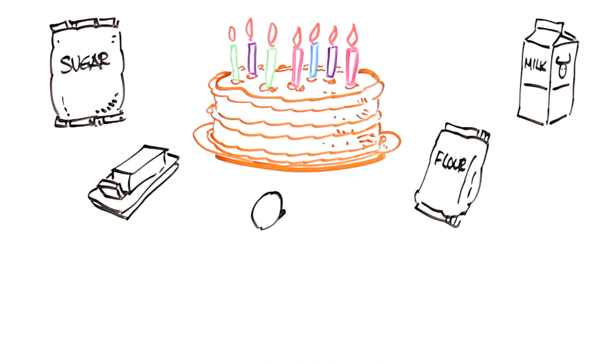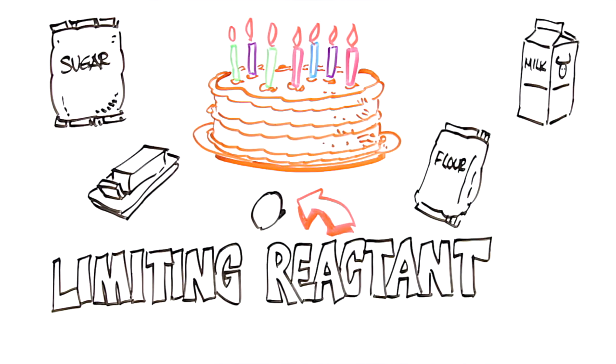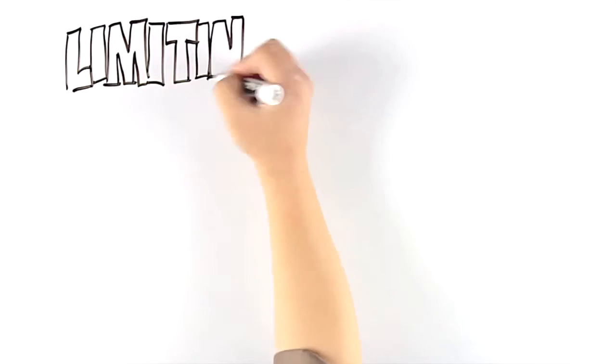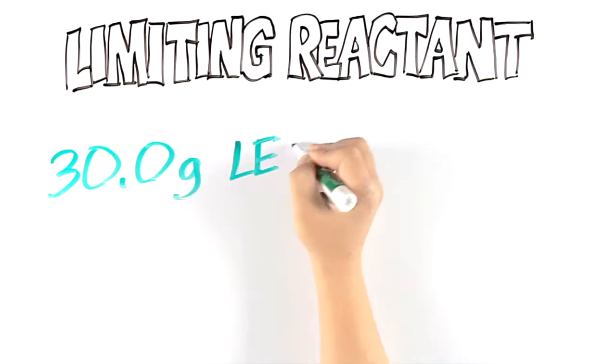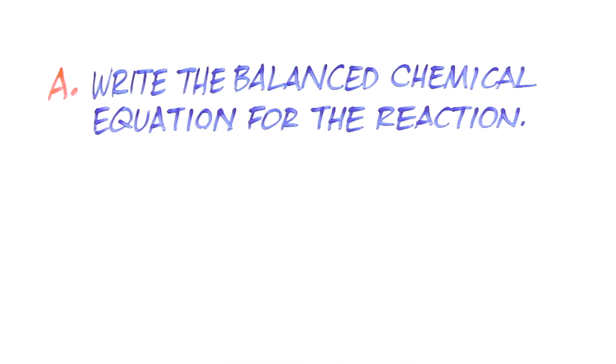In chemistry, we call an ingredient that limits how much product can be made a limiting reactant. In our problem, we have 30.0 grams of lead-2 sulfide, so how much product do we make? And how much oxygen do we need to make it? This is the heart of the problem we're dealing with. Let's look at the first part. Write the balanced chemical equation for the reaction.